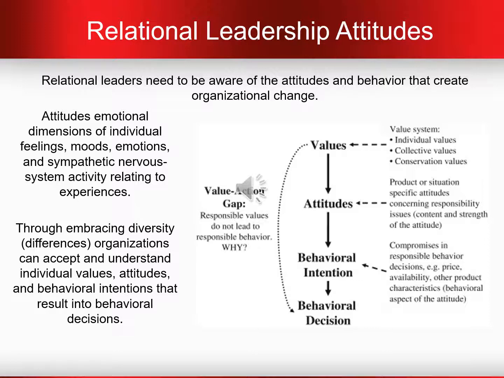The value-action gap diagram shows that values do not always lead to responsible behavior, and we can ask ourselves why. Values include the value system, individual values, collective values, and conservation values. Attitudes are product or situation-specific attitudes concerning responsibility, issues, content, and strength of the attitude. Behavioral intention comprises the responsible behavior decisions, e.g. price, availability of products, characteristics, and behavior aspects of the attitude. And then you have behavior decisions.